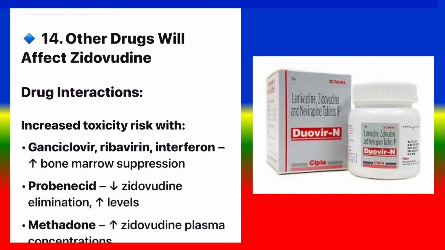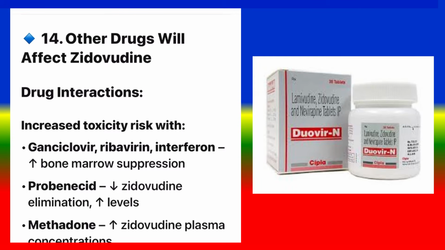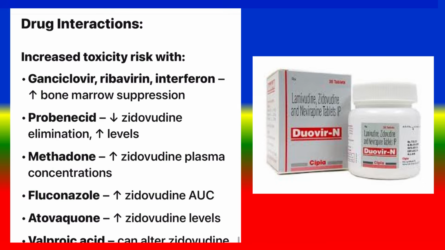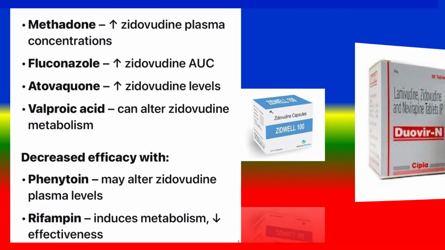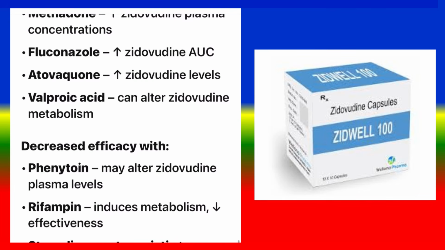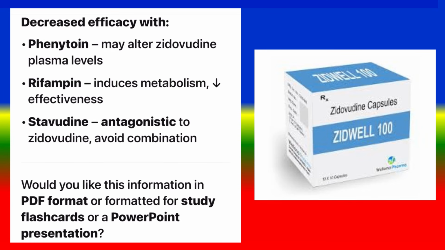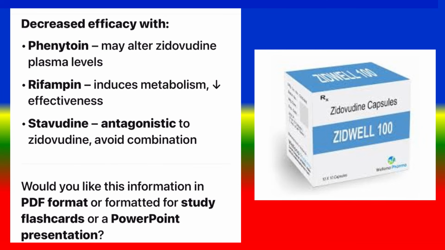14. Other drugs that affect zidovudine. Drug interactions. Increased toxicity risk with ganciclovir, ribavirin, interferon, bone marrow suppression. Probenecid: zidovudine elimination levels. Methadone: zidovudine plasma concentrations. Fluconazole: zidovudine AUC. Atovaquone: zidovudine levels. Valproic acid can alter zidovudine metabolism. Decreased efficacy: phenytoin may alter zidovudine plasma levels. Rifampin induces metabolism. Effectiveness: stavudine is antagonistic to zidovudine, avoid combination.